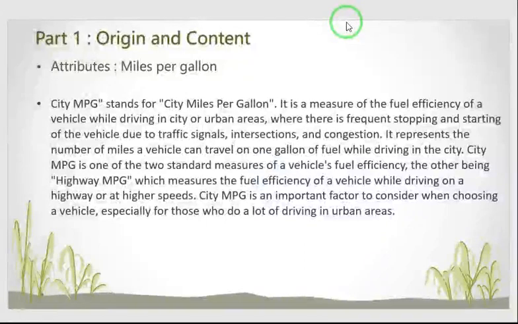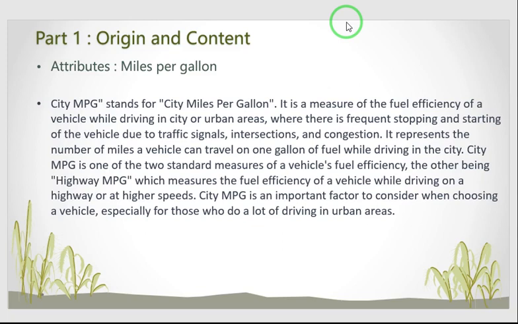When we choose a car, the miles per gallon is a really important characteristic that should be considered. The city miles per gallon is a measure of the fuel efficiency of a vehicle while driving in city or urban areas, where there is frequent stopping and starting of the vehicle due to traffic signals, intersections, and congestion. It represents the number of miles a vehicle can travel on 1 gallon of fuel while driving in the city.